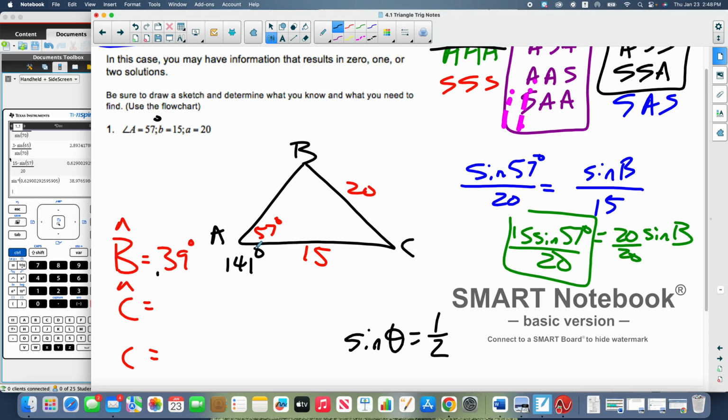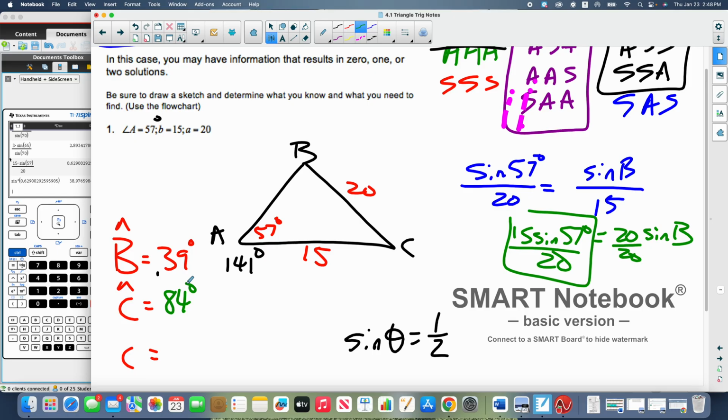Now, how do I know if there's one triangle or two triangles? I got to do this step right here. What's in my triangle to begin with? What was given? 57. If I take 57 and add 39 to it, do I have room for a third angle? Yes. Okay. So 57 and 39 is 96, which leaves me room for a third angle, which would be 84. That's how I would get angle C.